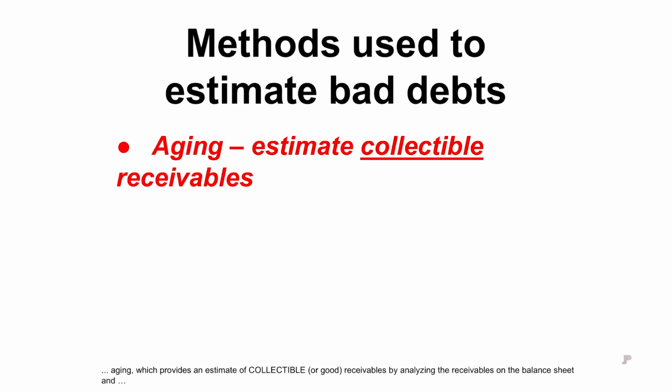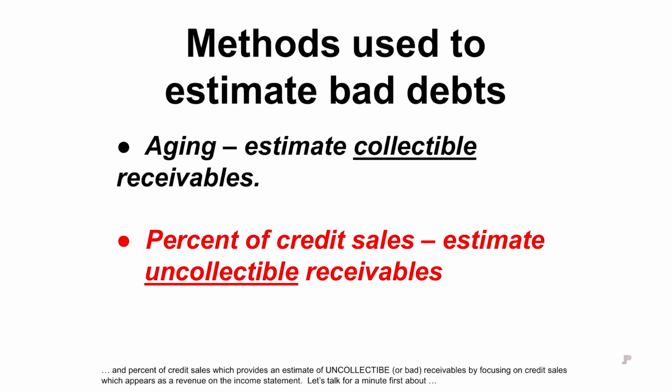Aging, which provides an estimate of collectible or good receivables by analyzing the receivables on the balance sheet, and percent of credit sales, which provides an estimate of uncollectible or bad receivables by focusing on credit sales, which appears as a revenue on the income statement.